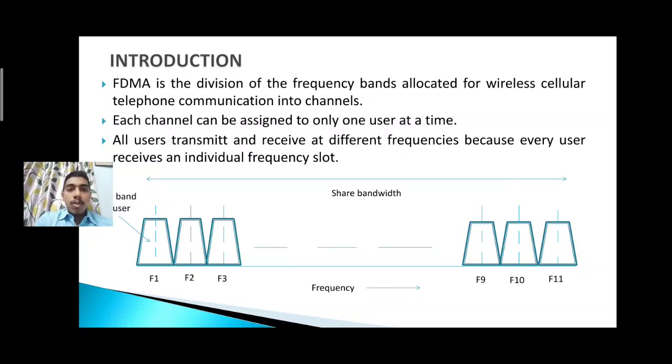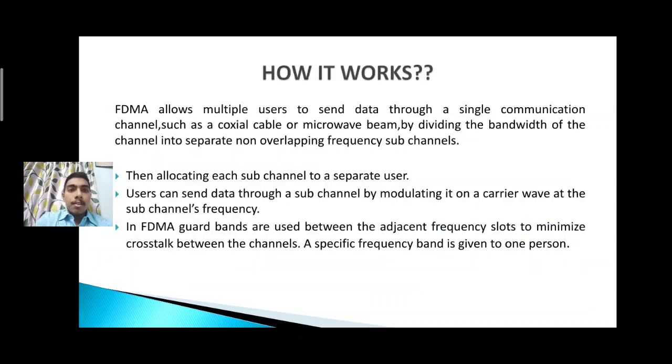In the diagram shown below, suppose frequencies from 1 to 11, with 11 users as an example, and they are all allotted different frequencies. The shared bandwidth is shown in the figure from f1 to f11, and the graph is between frequency and time.